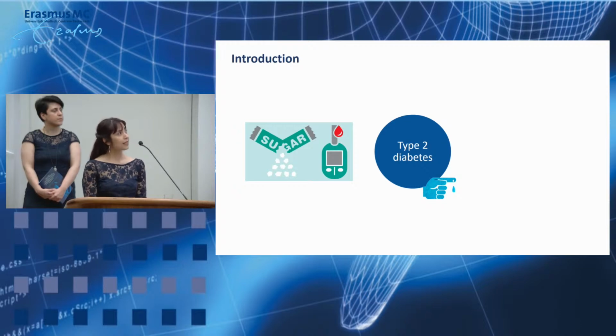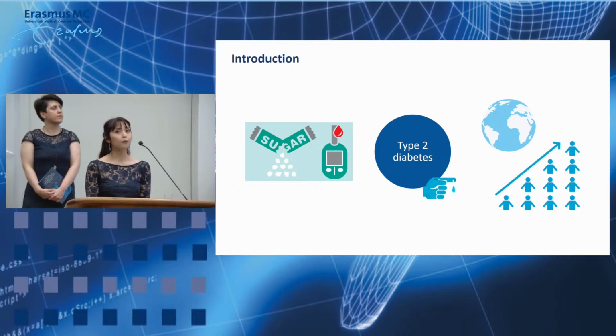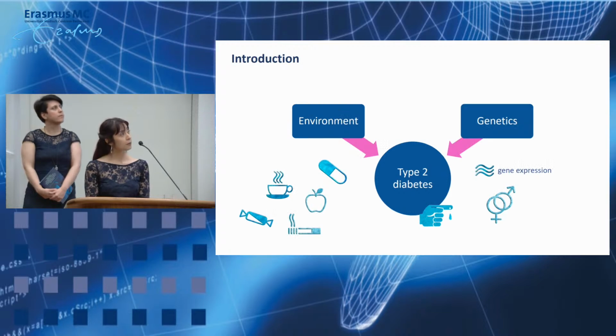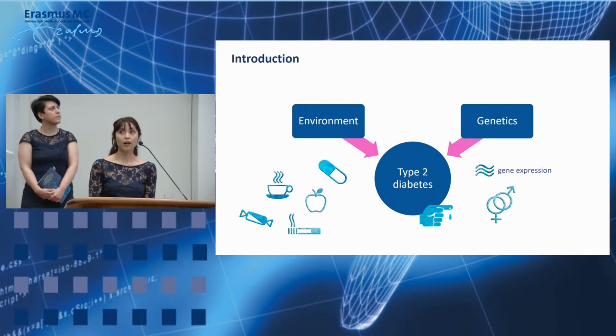Type 2 diabetes is a metabolic disease characterized by insulin resistance and high glucose levels in blood. The number of people with type 2 diabetes around the world has been increasing in the last decades, becoming a major public health concern in most countries. Type 2 diabetes is the result of a complex interplay between environmental and genetic factors.